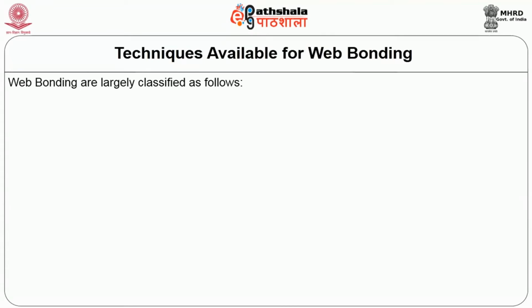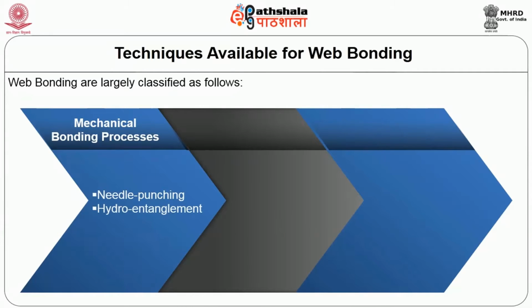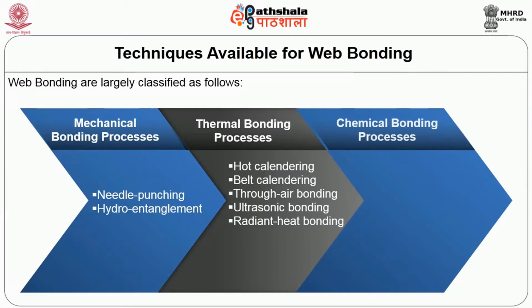The techniques available for web bonding are largely classified as the mechanical process. Under the mechanical process, there are two variations, which are the needle punching and the hydro-entanglement techniques. And then the thermal bonding process, which includes hot calendering, belt calendering, through air bonding, ultrasonic bonding, radiant heating bonding, etc. And the chemical bonding process involves saturation, spraying, printing, and foaming techniques.